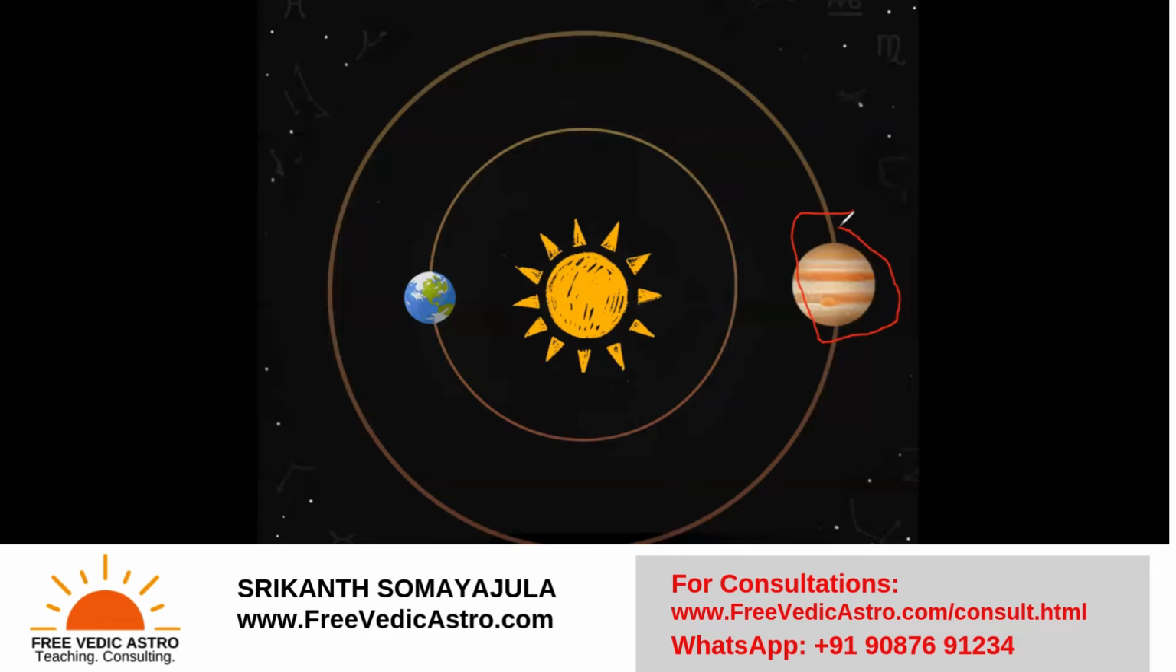Then, Jupiter is traveling at a very slow speed. Earth will take 1 year to complete one revolution around the sun. At the same time, Jupiter will take 1 year to travel into only one Rashi. If you divide this whole circle into 12 parts, Jupiter will take 12 years approximately. Earth is taking approximately 12 months. Similarly, if you replace this planet with Saturn, you know Saturn will take 2.5 years.